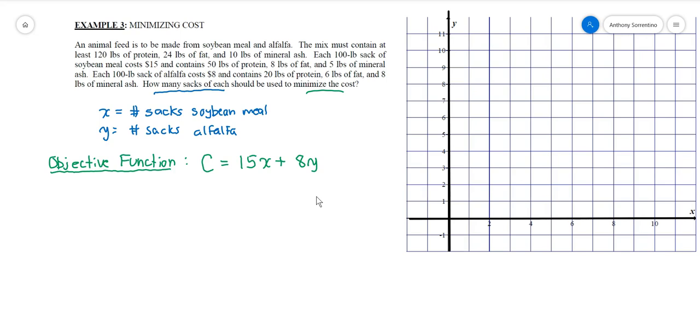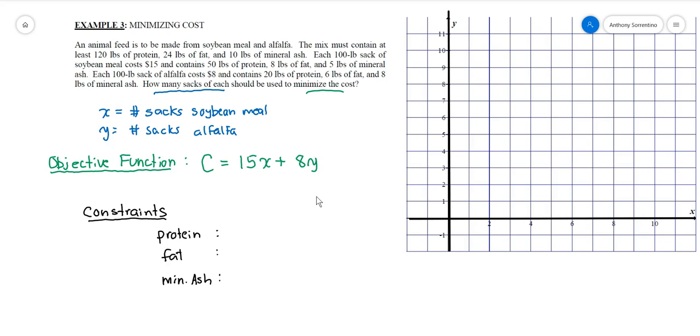What I want to have now are my constraints. What we come up with, our combination has to have certain levels of protein, fat, and mineral ash. I'll just do some abbreviation of that.